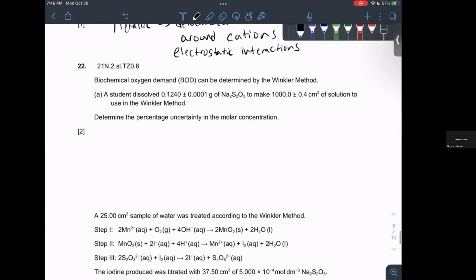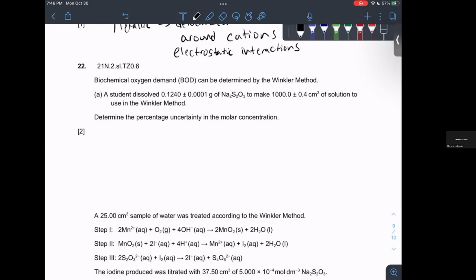All right, 22. Oh, this was the last one. Biochemical oxygen demand, BOD, can be determined by the Winkler method. This was in the reading. A student dissolved 0.1240 plus or minus 0.0001 grams of sodium disulfate to make 1,000 plus or minus 0.4 centimeters cubed of solution used in the Winkler method. Determine the percent uncertainty in the molar concentration. All right. This one is definitely difficult.